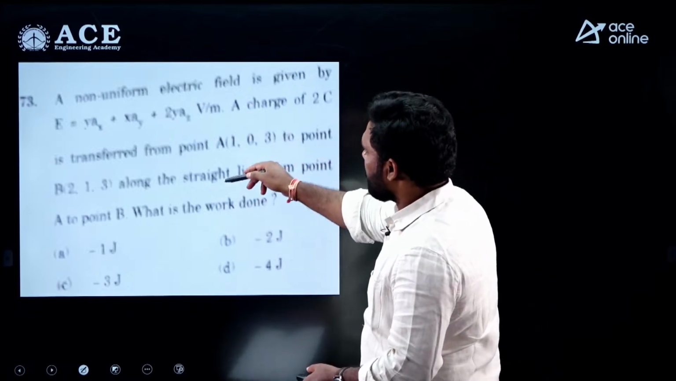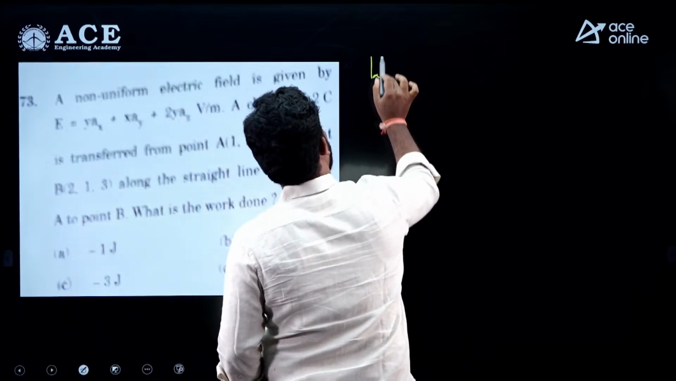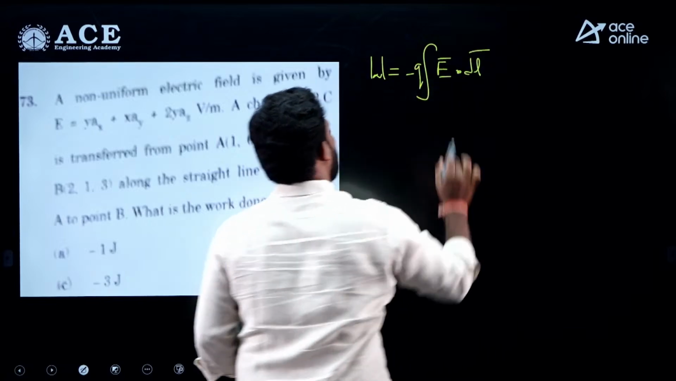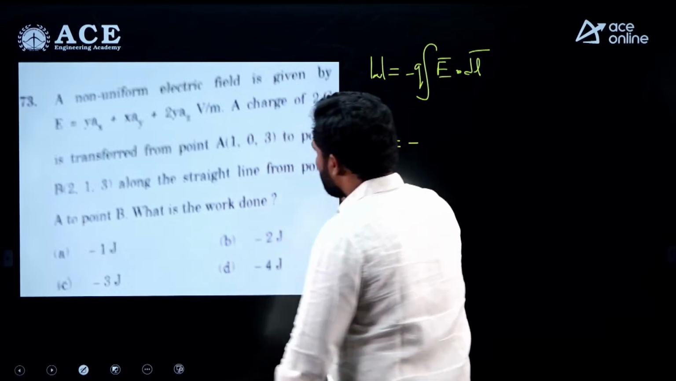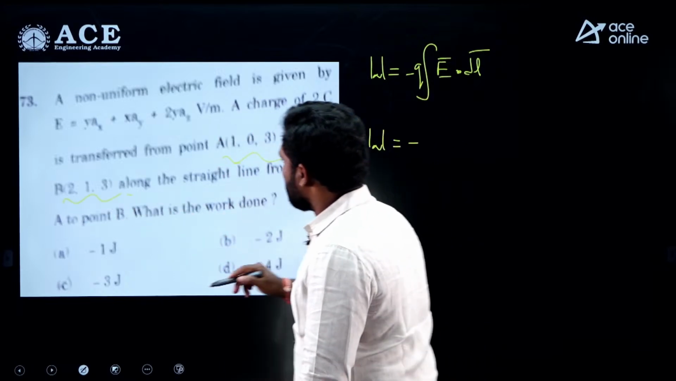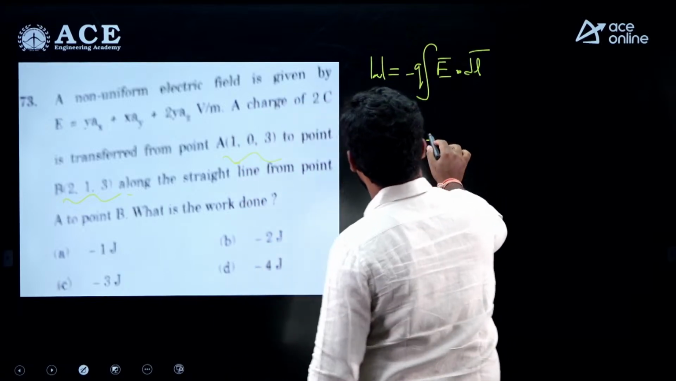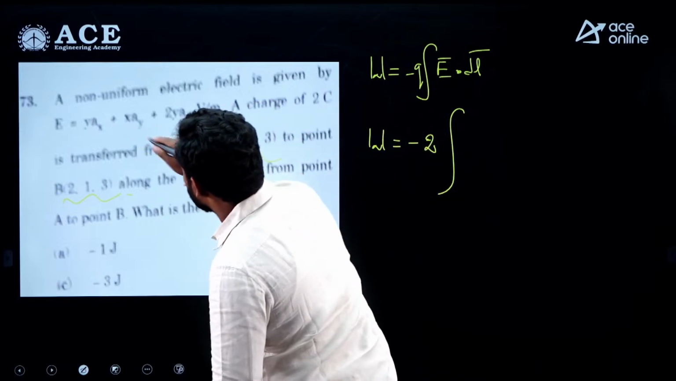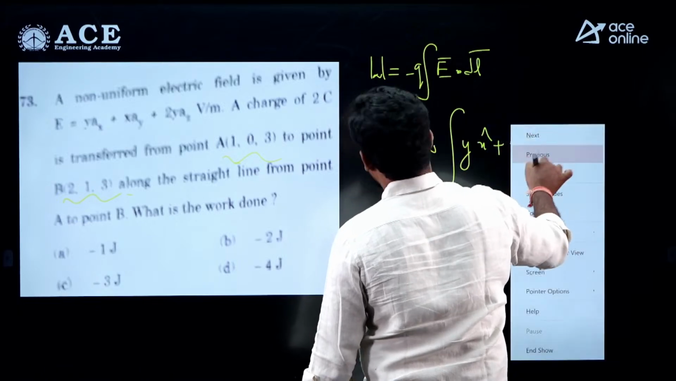Next, it is not clearly visible, but it is asking for the work done. So what is the work done? Work done is equal to minus Q times the integral of E dot dl, from the initial to the final point, from 1, 0, 0 to 2, 1, 3. So how much is the charge here? It is not 2 coulombs. What is the E? It is y x cap plus x y cap.